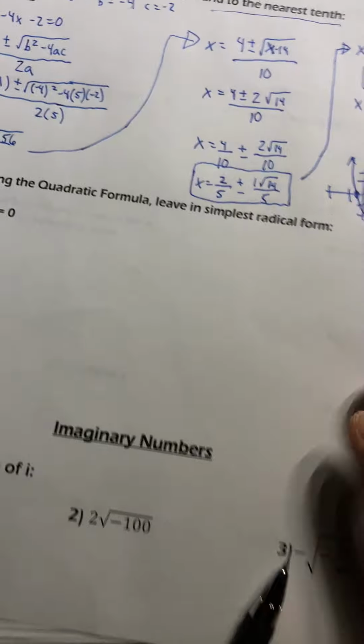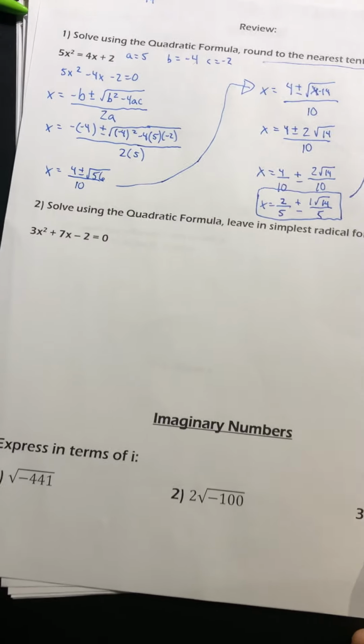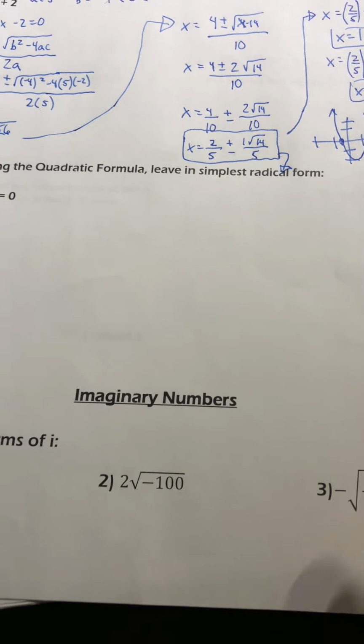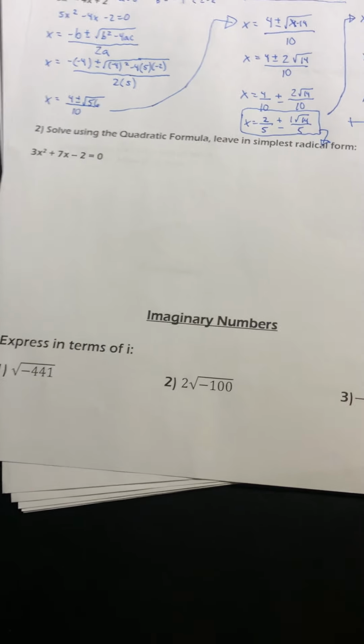Number 2, you're going to be solving on your own, quadratic formula, except you're going to leave it in simplest radical form. So like I said, like this. This is simplest radical form. That's why we did that. You won't be rounding. Next, we're going to talk about imaginary numbers.